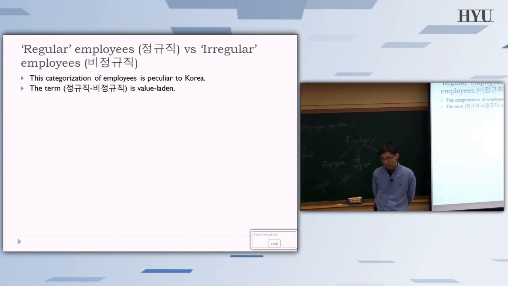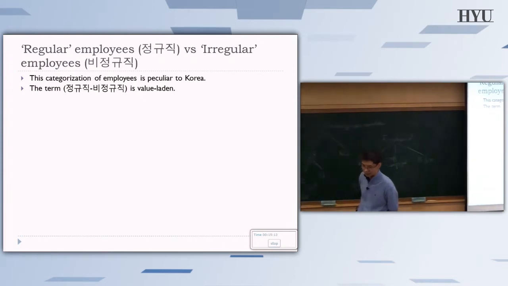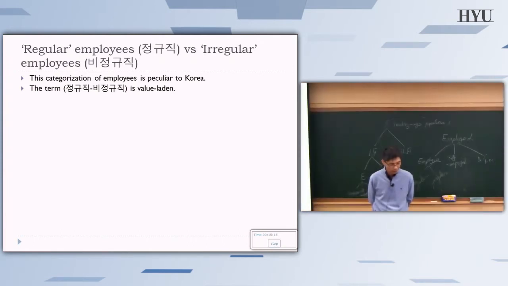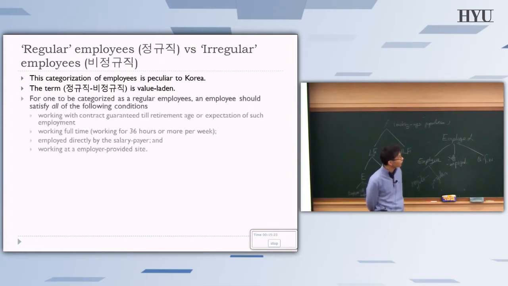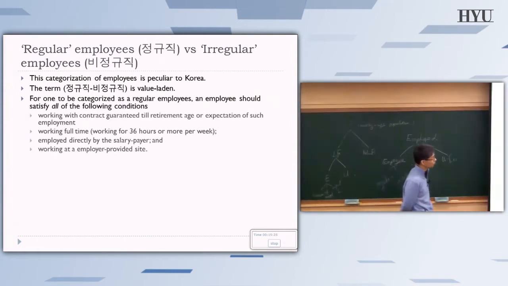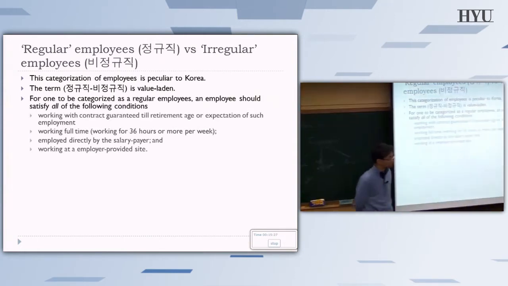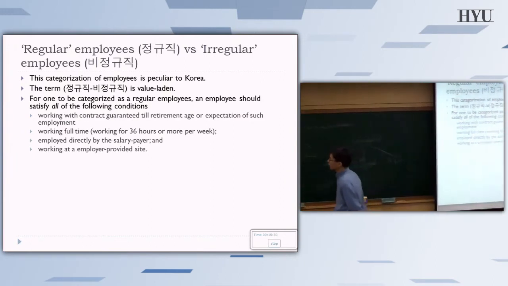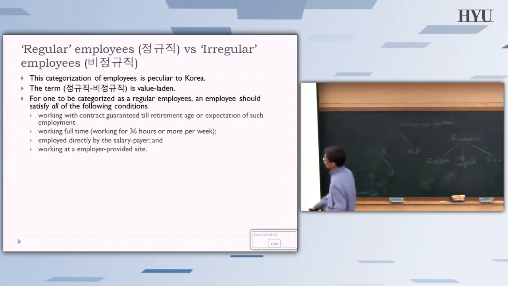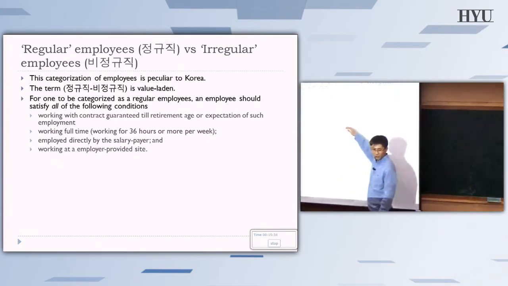Okay, the categorization of regular and irregular was not an academic exercise or anything. It was much more of a political exercise. And regular employees in Korea is very narrowly defined. Very narrowly defined. Okay. And for an employee to be categorized as a regular employee, the employee should satisfy all of the following conditions.